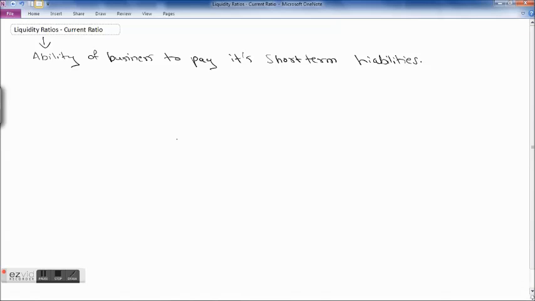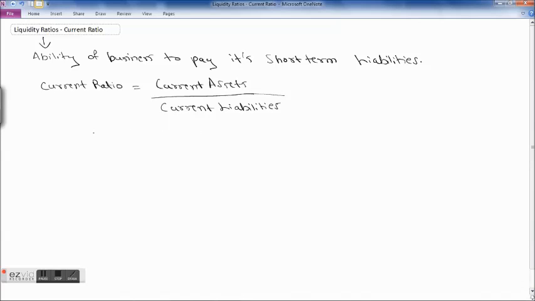So it's very important to know the liquidity position of any firm or organization. For this purpose there are certain liquidity ratios, and out of that the most important ratio is the current ratio. So what is a current ratio? Current ratio is equal to current assets upon current liabilities.